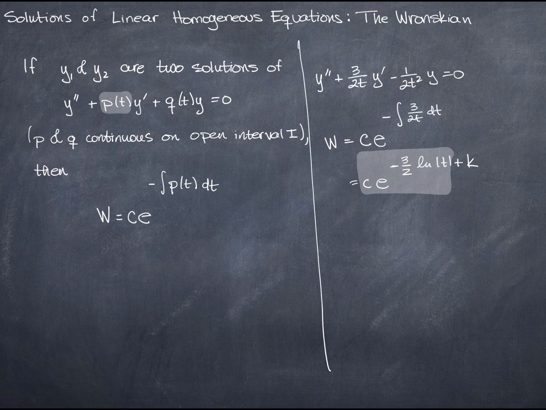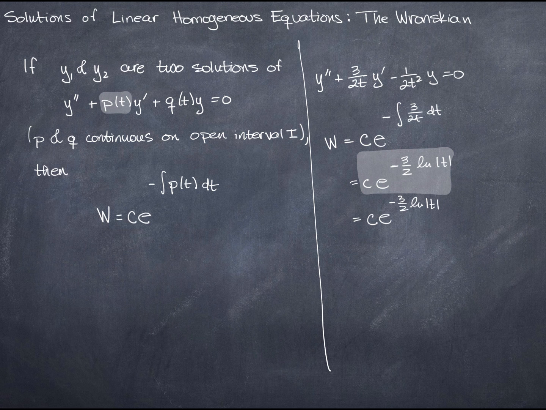So I'm adding a multiple. Let me write it out. I'm going to have c e to the negative 3 halves, the natural log of t, times e to the k. Well, that is a non-zero constant. Even if k is 0, that's a non-zero constant. So I can erase that part. I really don't need it. And I don't need the plus k here either. And that simplifies things to no end.